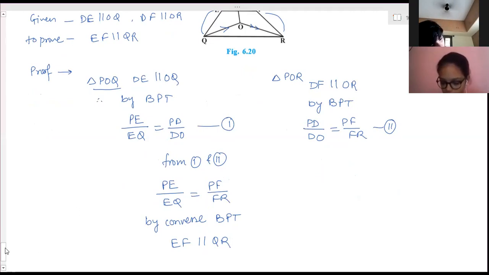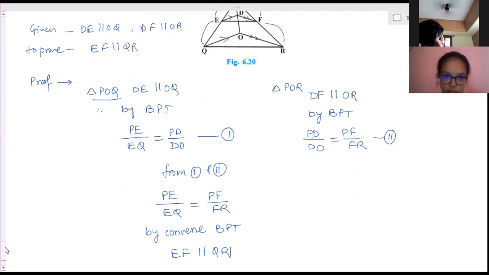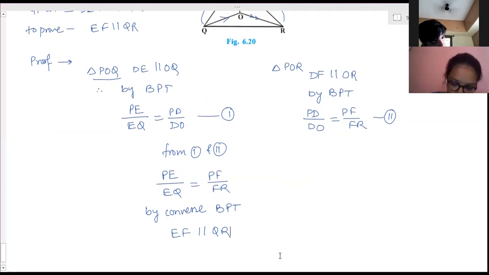When we write by BPT, should we state the theorem also, or is it just fine if we write by BPT? No, write BPT only. By BPT. Ma'am, usually these questions are for how many marks? 2 marks.